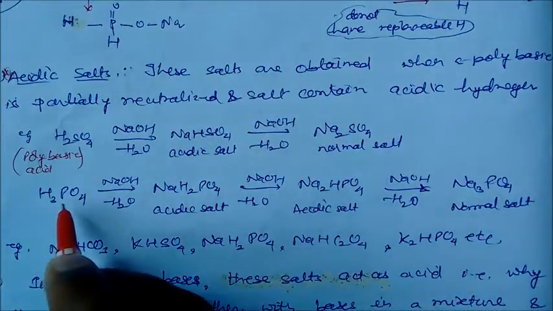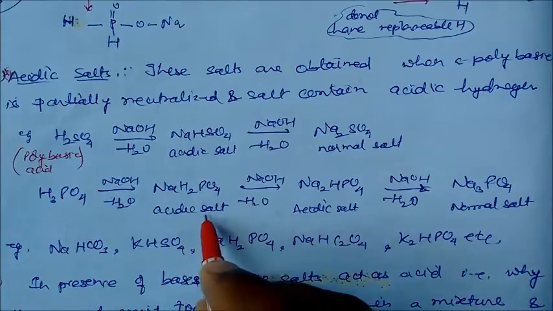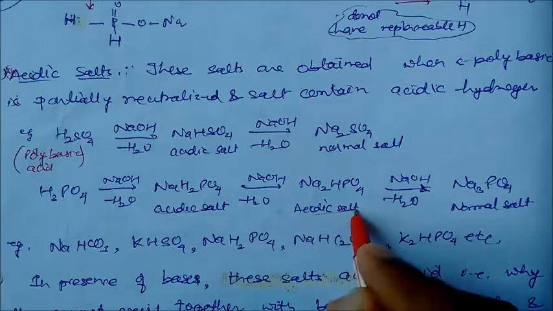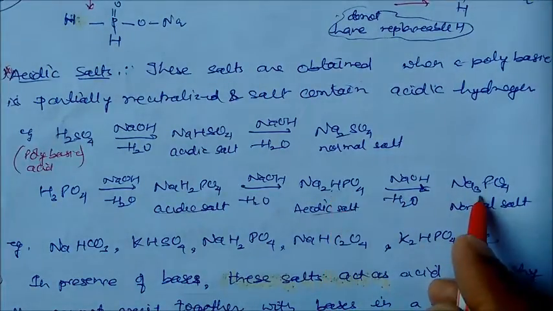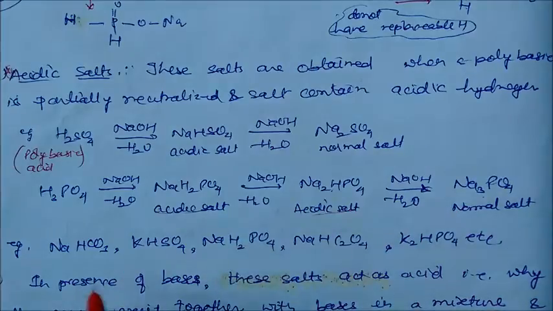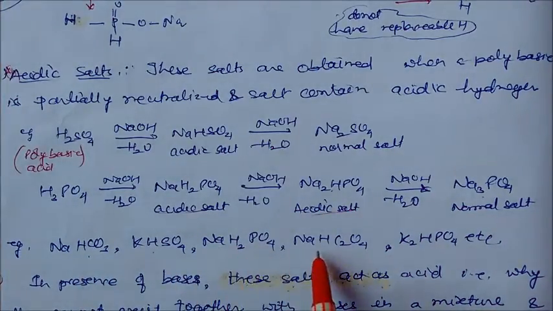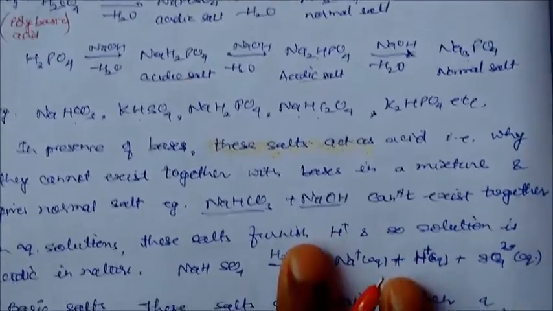Similarly, polybasic H3PO4. When it reacts with sodium hydroxide, it will give you an acidic salt. So this is an acidic salt. This is an acidic salt. Again reacting, it again becomes an acidic salt. But when it reacts again, this hydrogen is removed, and this becomes a normal salt. Examples are sodium bicarbonate, sodium potassium bisulfite, NaH2PO4, sodium hydrogen oxalate, potassium hydrogen phosphate. All these are acidic salts.